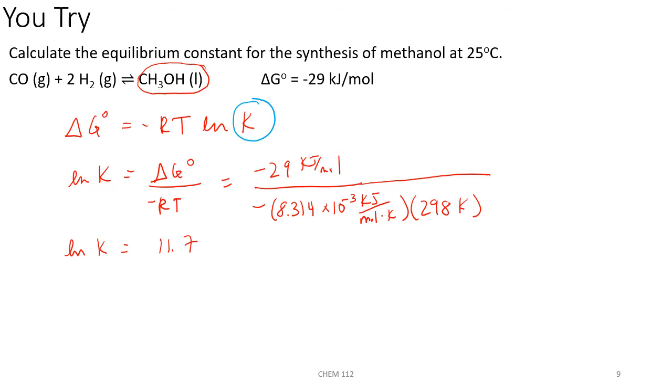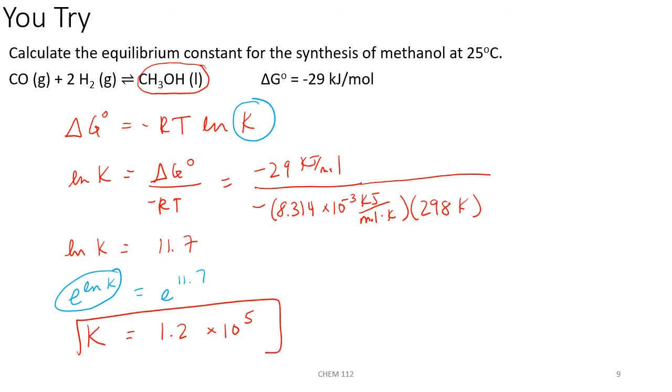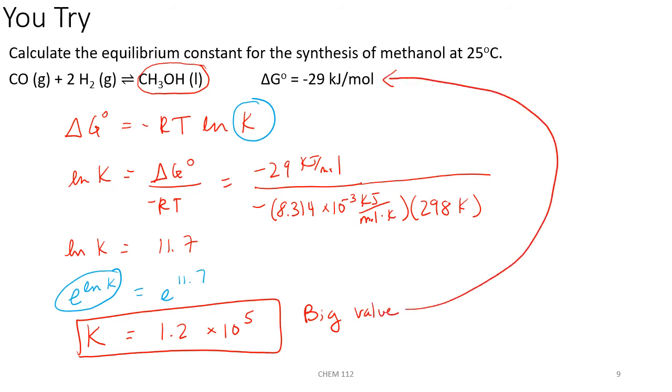And to undo the natural log function, we use the E function. So E to the ln of K will equal E raised to the 11.7 power. E to the ln of K will just end up equaling K. So we can find K by taking E raised to the 11.7 power, which gives us 1.2 times 10 to the fifth as our equilibrium constant for this reaction. And once again, we got a big value for our equilibrium constant. And so that corresponds to our delta G, which was negative. So that was spontaneous in the forward direction.